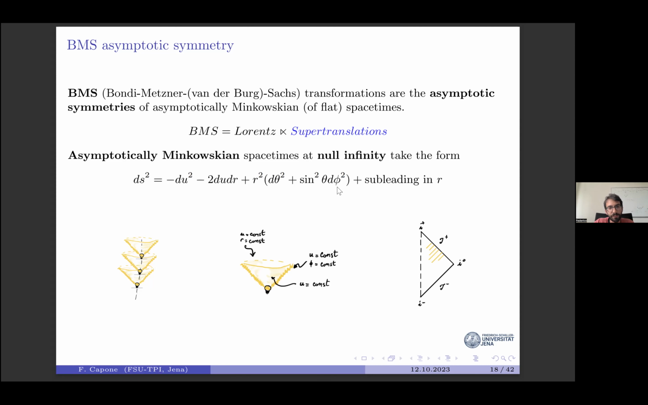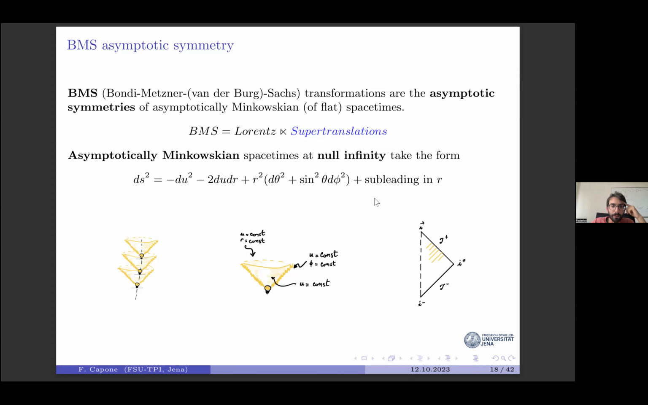So this first part here is just Minkowski space. The dynamics of the spacetime will be then encoded just in the subleading terms in the radial expansion in R. So think about Schwarzschild spacetime. Schwarzschild spacetime just has a mass parameter which comes here at order 1 over R. And in general, also relevant spacetimes can be described in this way.